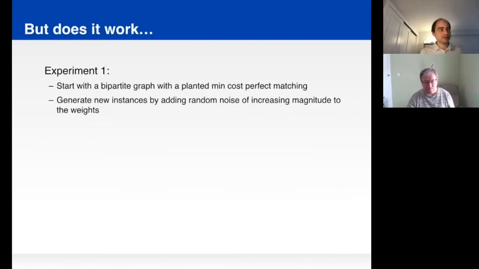But let me answer this also with an empirical thing. Does this work? The first one is going to be a synthetic set of experiments. What we're going to do is say, here's a bipartite graph. I'm going to plant a min-cost perfect matching in it, right? And now I'm going to generate instances by just adding random noise to all of the edge weights. If the noise has very low variance, then from one instance to the next, the planted matching should survive and should be the right thing to do. As I add more and more noise, I slowly get to just a random bipartite graph, and so learning should be useless and not give me anything.